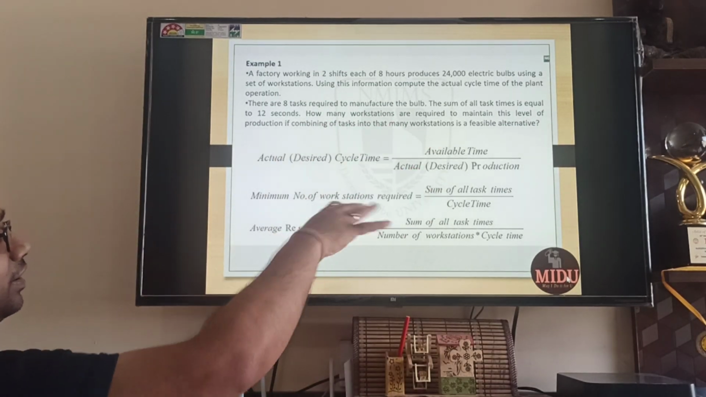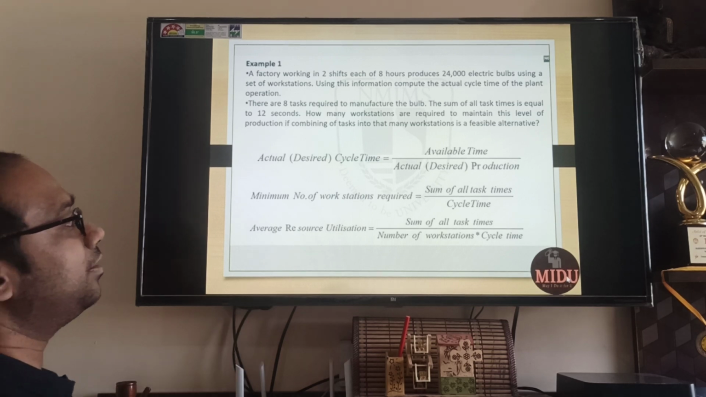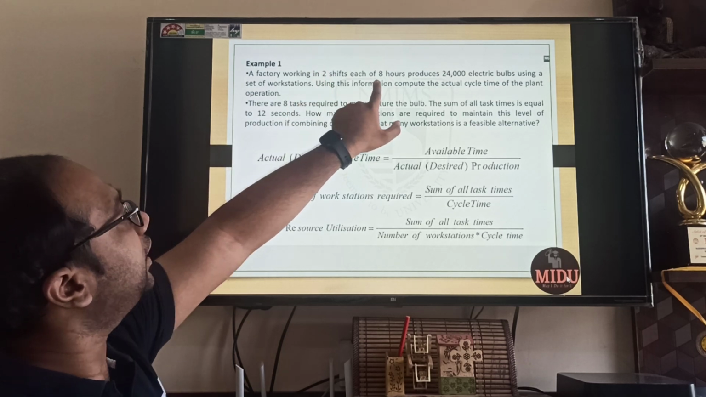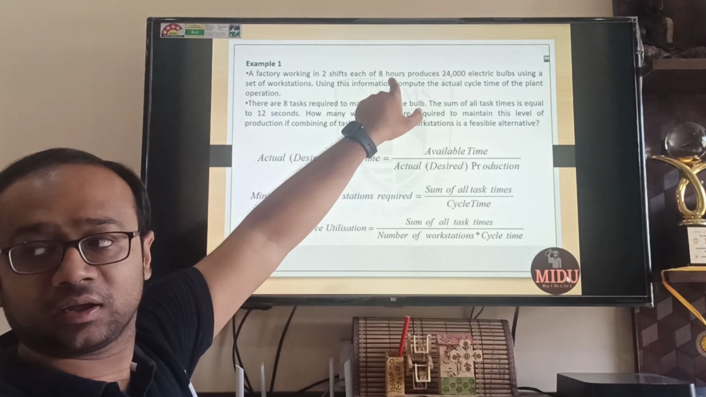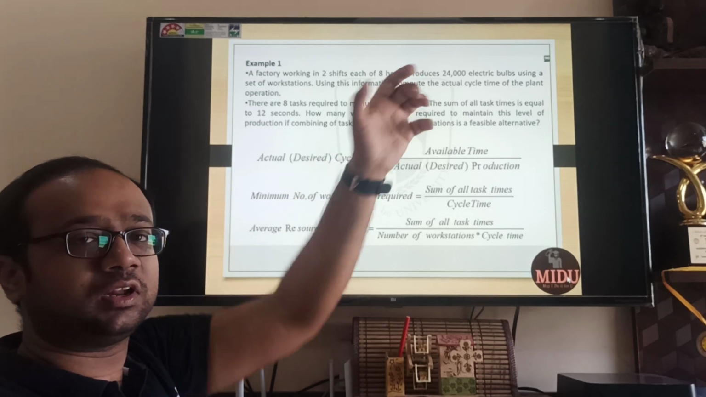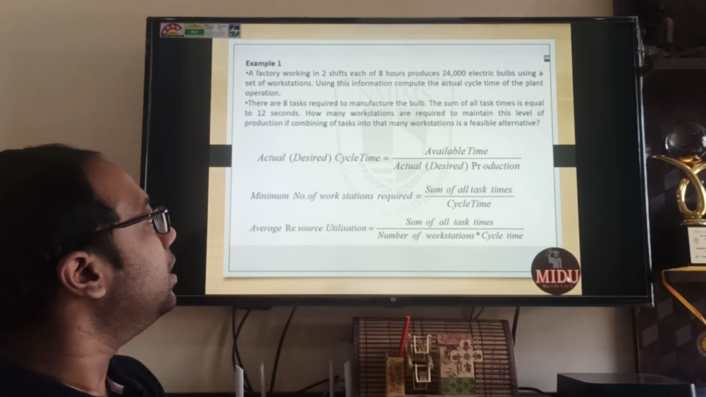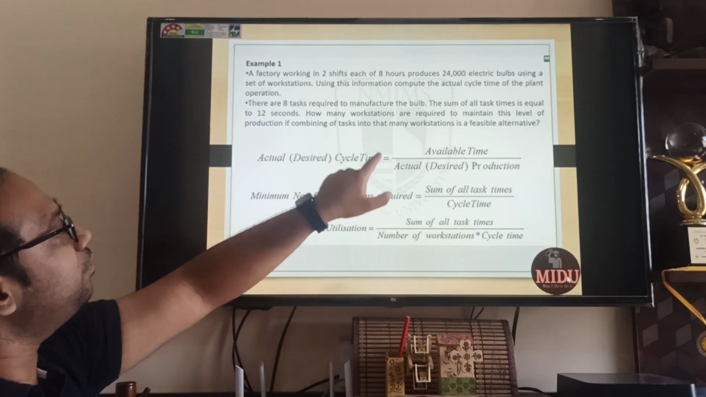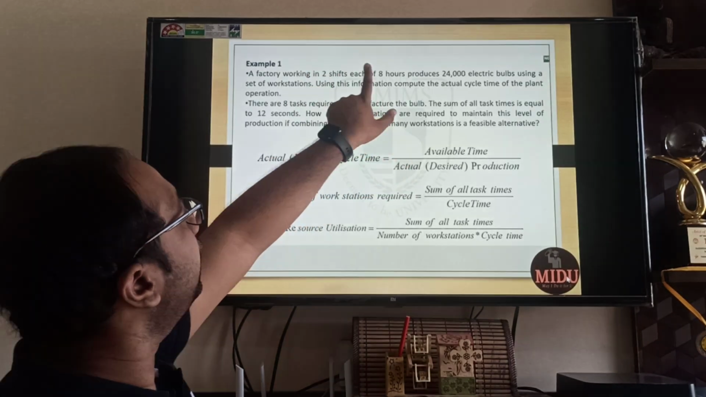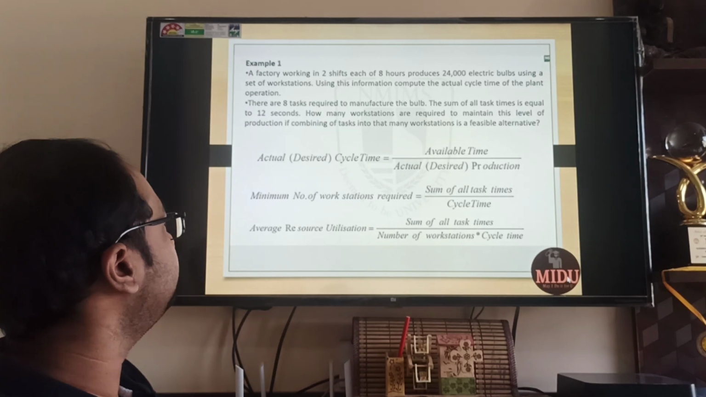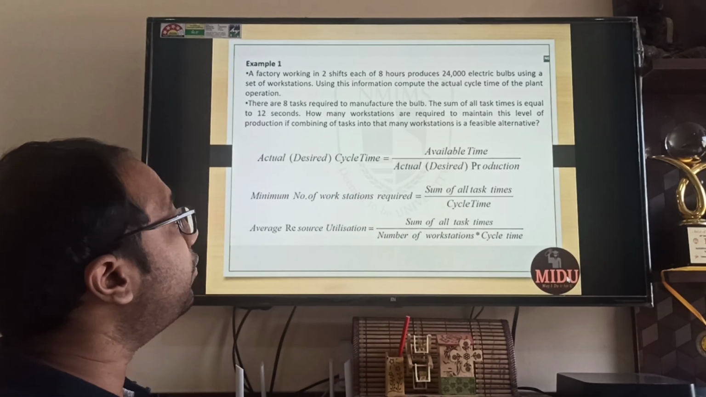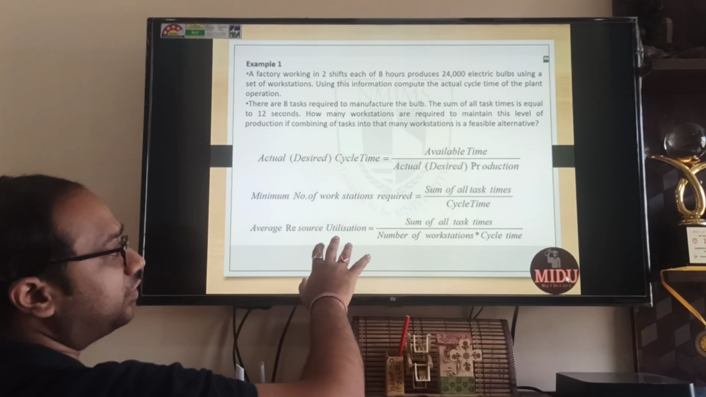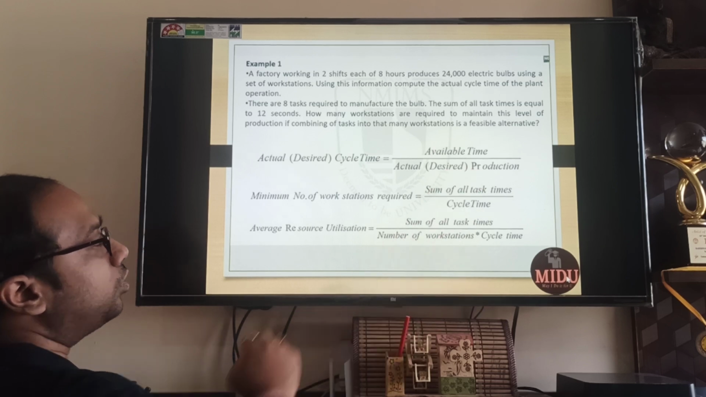First let us learn and understand these 3 formulas. Actual cycle time: what is the available time? So for example in this case, what is the available time? 2 shifts of 8 hours each. So 2 into 8, and if you want it in seconds, into 60 into 60, that much total time is available. And what is the production? Production is 24,000. So if you want to calculate the cycle time for this particular bulb making, it will be 2 into 8 into 60 into 60 upon 24,000. Minimum number of workstations: how many workstations do you require? It will be the sum of all tasks upon the cycle time. And average resource utilization is the sum of all tasks upon cycle time into number of workstations.